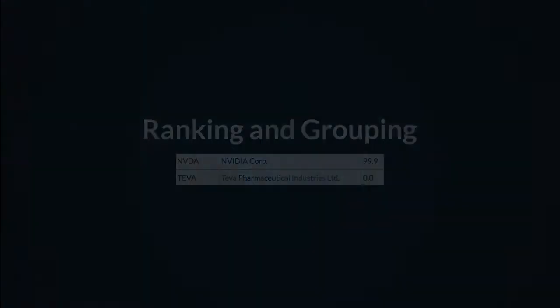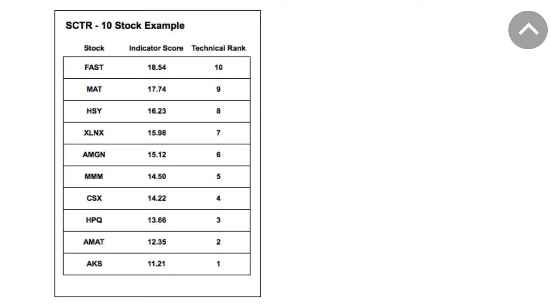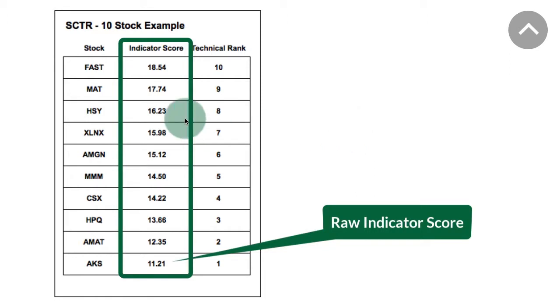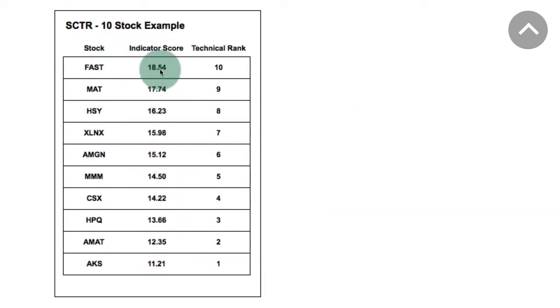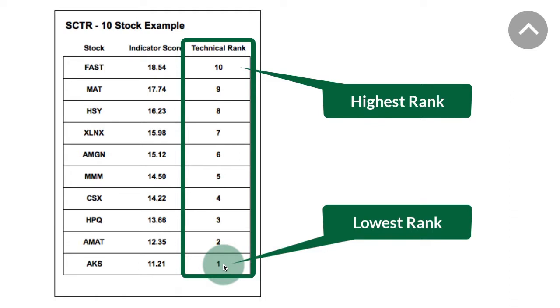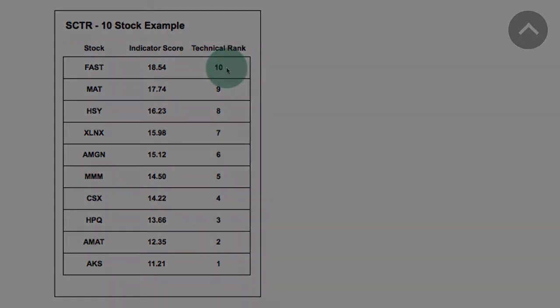Ranking and grouping. So we add up all the indicator values with their weightings and we have an indicator score. And then we rank those indicator scores. And here I've got 10 stocks with their indicator scores, and they're ranked from the highest indicator score to the lowest indicator score. So AK Steel would be the weakest of this group. Fastenal would be the strongest.